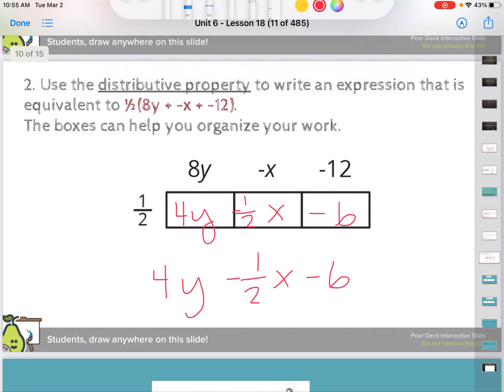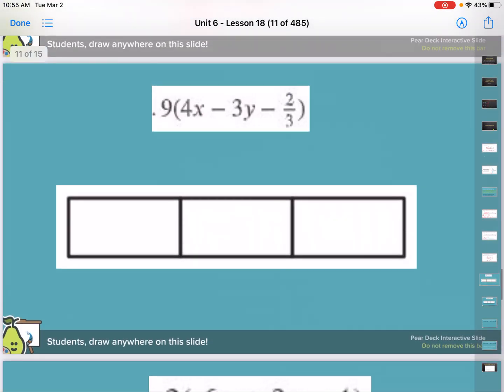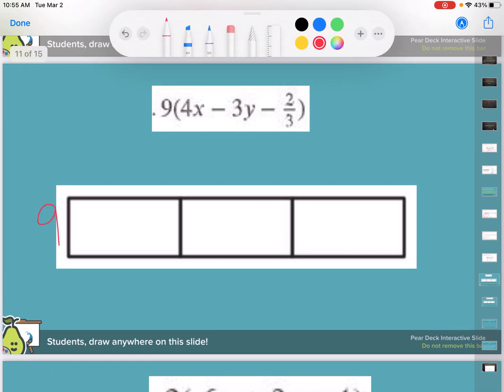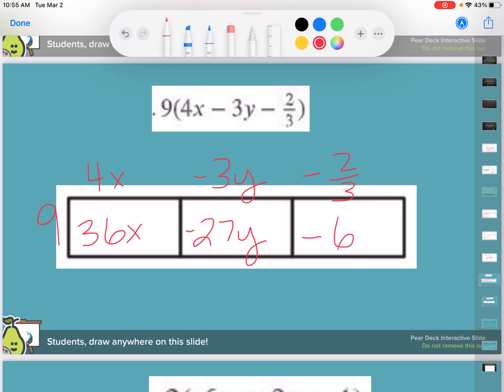Okay? Let's try another one. So we put the 9 on the outside, 4x minus 3y minus 2/3. So 9 times 4 is 36x. 9 times negative 3 is negative 27y. And 9 times 2/3, well, 9 times 2 is 18. 18 divided by 3 is 6, so negative 6. So my expression would be 36x minus 27y minus 6.